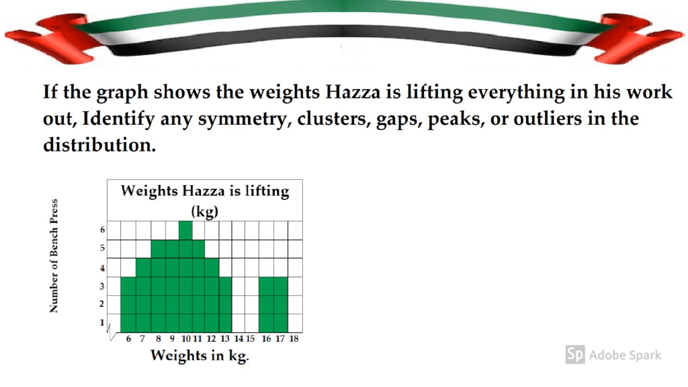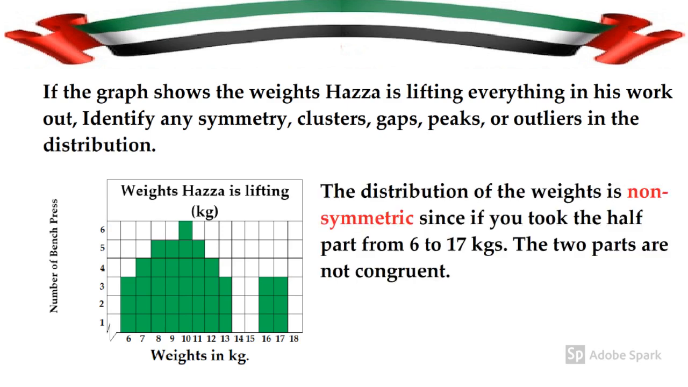If the graph below shows the weights he is lifting in his workout, let us identify if there is symmetry, cluster, gaps, peaks, or outlier in the distribution. The distribution of the weights is non-symmetric, since if you took the half part from 6 to 17 kilos, the two parts are non-congruent, so it's non-symmetric.